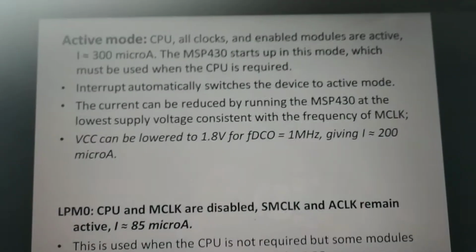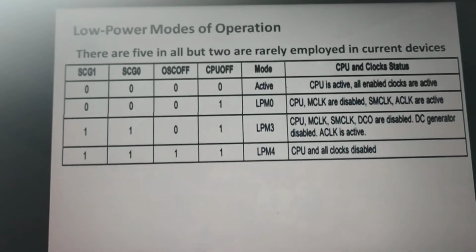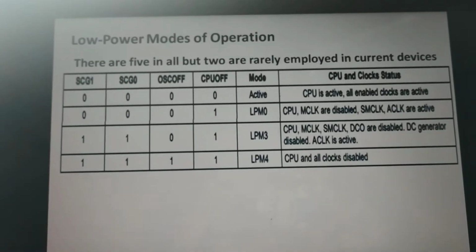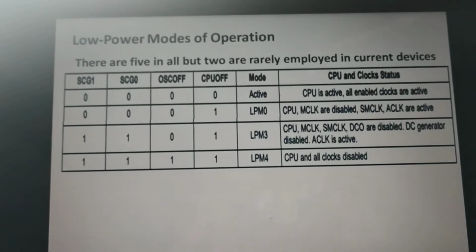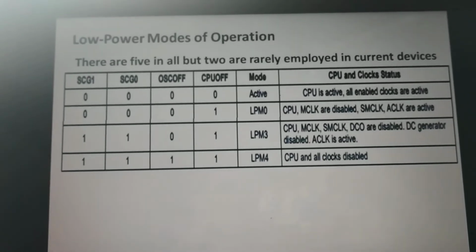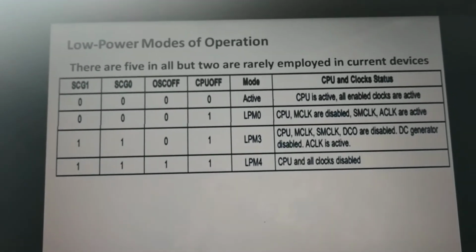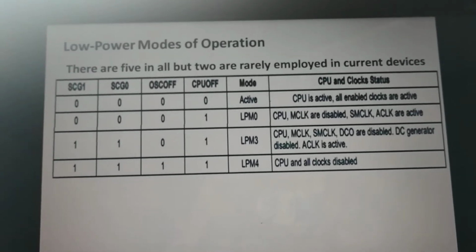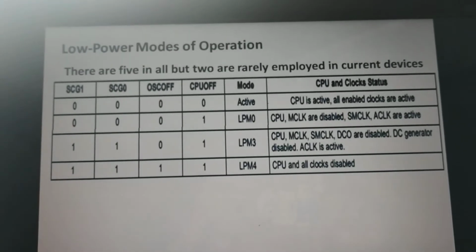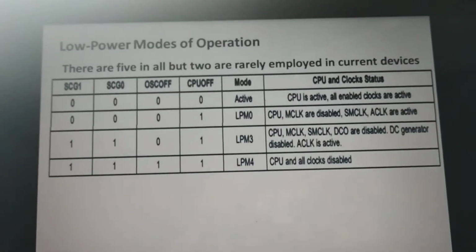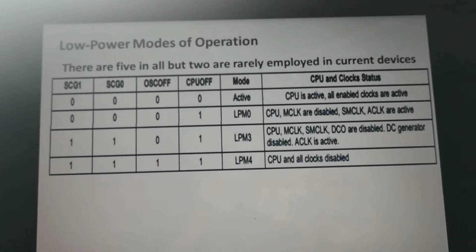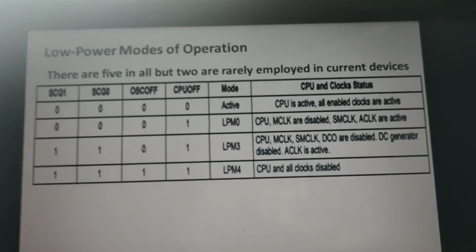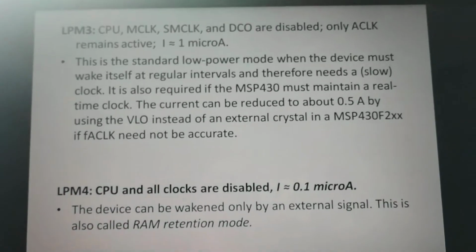Now let's look at the bits also here. In LPM3, we can see that OSC off is 0. All the others, that is SCG0, SCG1 and CPU off, are 1. LPM0 had only CPU off as 1. When we came to LPM3, the CPU off is 1 and the system clock generator bits, that is SCG0 and SCG1, are also 1. The only bit that is 0 is OSC off. And that also becomes a 1 when you go into LPM4. That is the least power consumed in that mode.